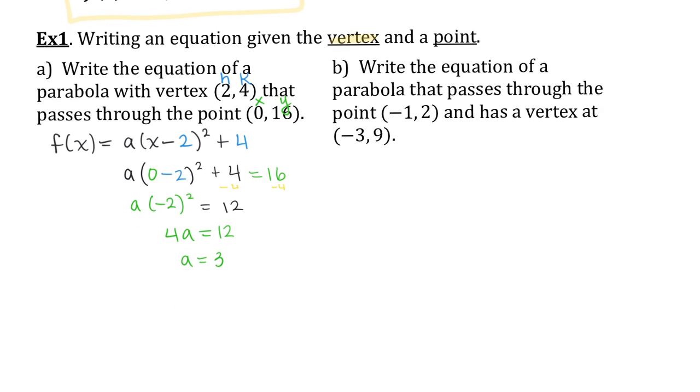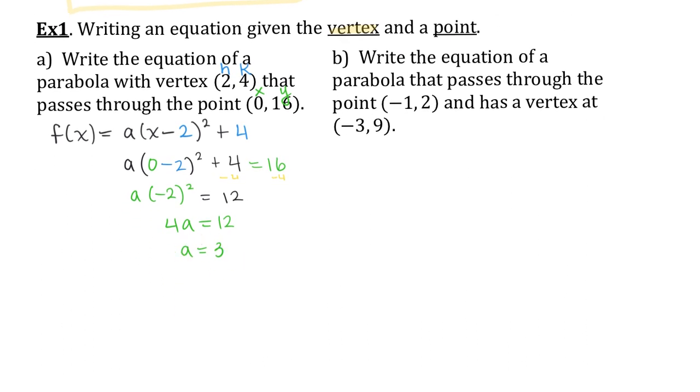Now what does that have to do with anything? I'm going to take my a is 3 and put it right here, and then I'm going to have my particular equation done. So f of x equals 3 times (x minus, I already had a 2 here) squared, and then I had plus 4. This is a particular equation. The only thing left in it is x and y. I just used my point and my h, k and I solved for a. Let's try the next one now that you've kind of seen how to do it.